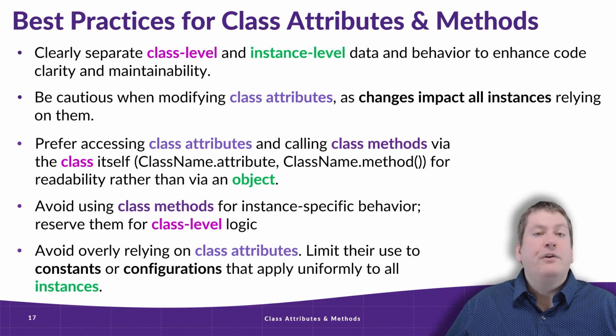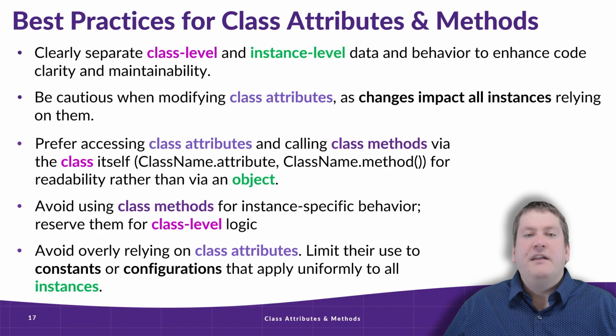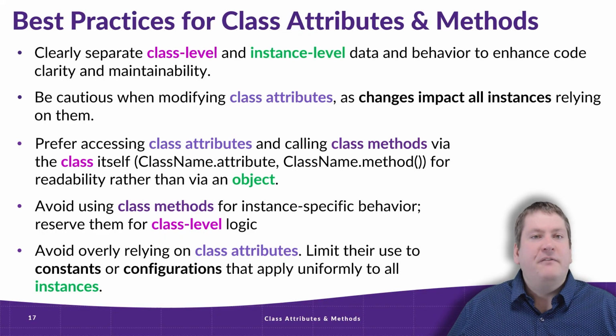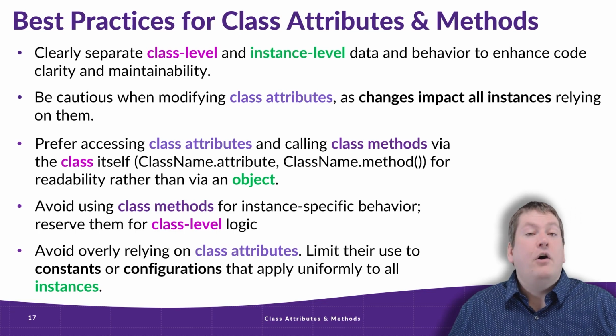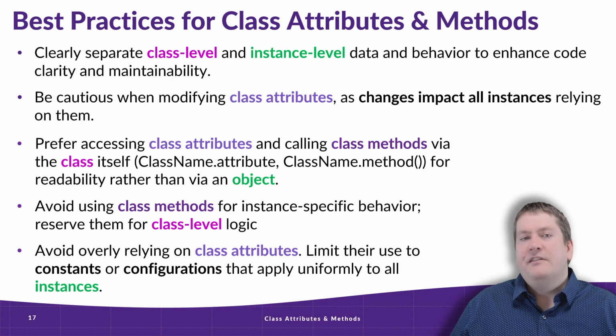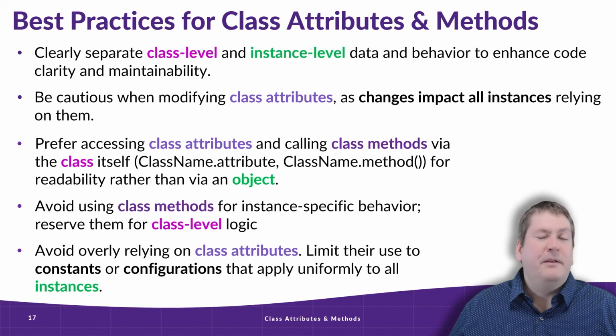We should also avoid overly relying on class attributes. We should really only be using them if there's some sort of constant that needs to be set for the class, or some sort of configuration point like interest rate that applies uniformly to all instances of that class and always changes together. If it doesn't do either of those things, then we're probably better off using an instance attribute.